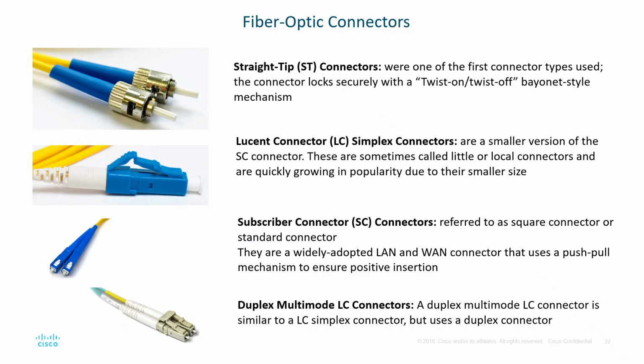Your connectors, a straight tip, ST, one of the first connector types used. It locks securely with a twist-on, twist-off bayonet style. Your lucent connector, LC, are smaller version of the SC connector, the subscriber connector. These are sometimes called little or local connectors and are quickly growing in popularity due to their smaller size.